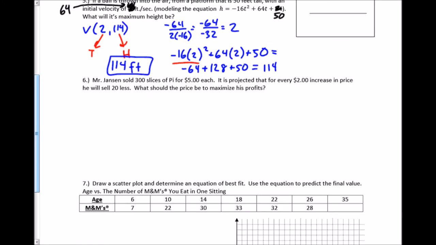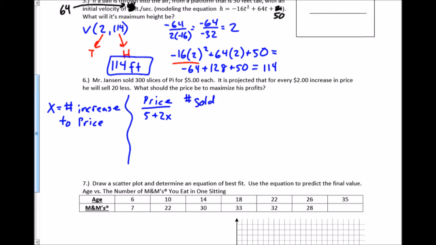And it says, last year I sold 300 slices of pie at $5 apiece. It's projected for every $2 increase in price, I'll sell 20 less. And I want to maximize my profits here. So x is going to be the number of increases to the price. And now the two things that I really need here, I need the price, which remember the price was $5. But I'm going to add to that price $2 increments, so 2x. Okay? And then I also need to know how many I'm going to sell, so the number sold.